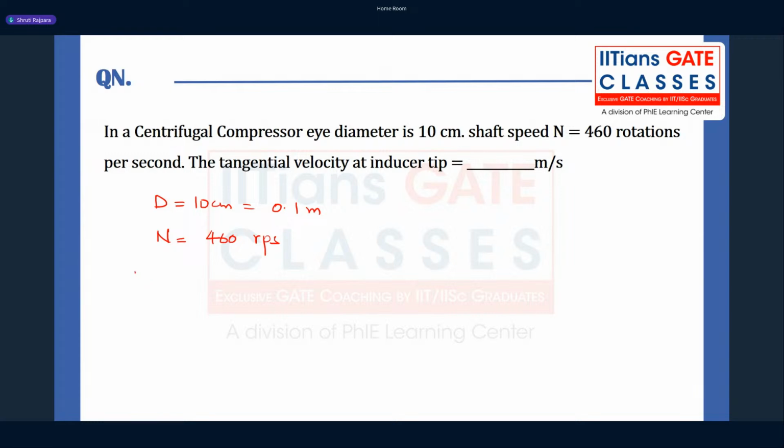Tangential velocity is nothing but the blade speed U, which is defined as pi D N. Pi can be written as 3.14 times diameter 0.1 times 460. This gives an approximate answer of 153 meters per second.